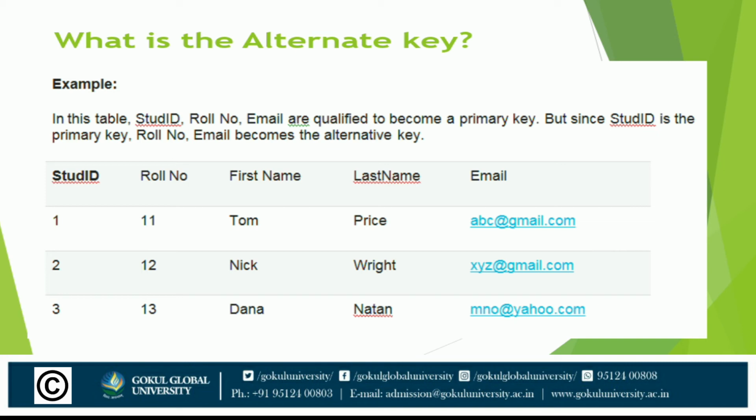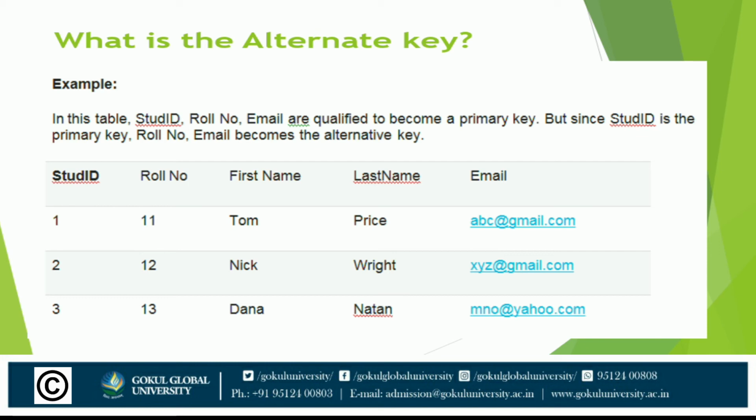Alternate key. An alternate key is a column or group of columns in a table that uniquely identifies every row in that table. A table can have multiple choices for a primary key, but only one can be set as the primary key. All the keys which are not the primary key are called alternate keys.